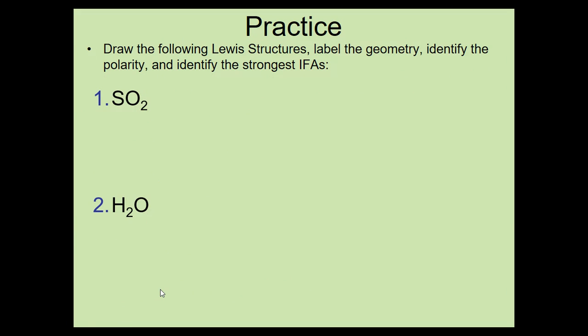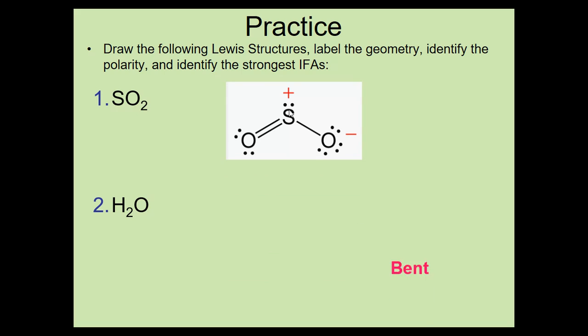All right, so here we have SO2 again and H2O again, and we're going to draw the Lewis structures. We're going to label the geometry, identify polarity, and what is the strongest intermolecular force, or IMF. So here is SO2. We have a lone pair here, so this is bent. This is the geometry shape. It's called bent. The dipole is going to go up towards the lone pair.